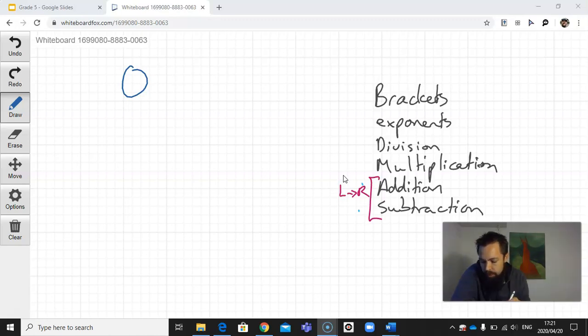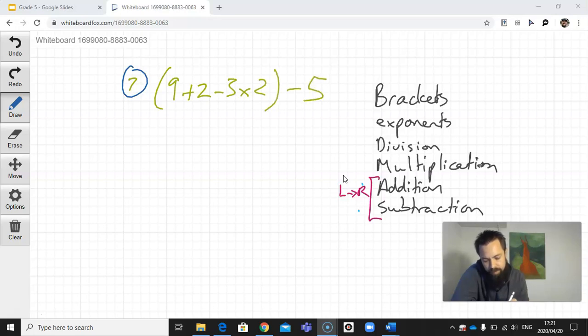I have 2 more to do before we do a couple of word problems. Oh, I forgot what number we're on. Let us say 7. Really, I'm not 100% sure about that. 9 plus 2 minus 3 times 2 minus 5. Okay, have a start with that one. I'll give you about a 30-second head start and then I'll carry on with it.